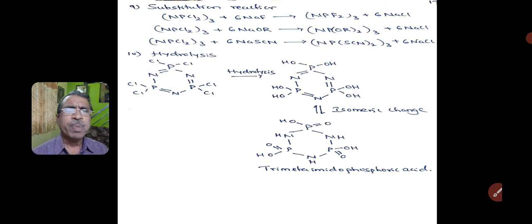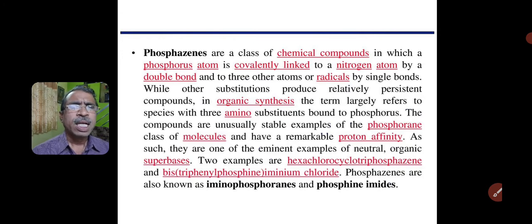Coming to another property, hydrolysis. The phosphonitrile chloride trimer on hydrolysis gives a compound in which all the Cl are replaced by OH, and the compound becomes unstable. It undergoes isomeric change to form trimeta-imidophosphoric acid. Now, these are some of the points of phosphazenes.